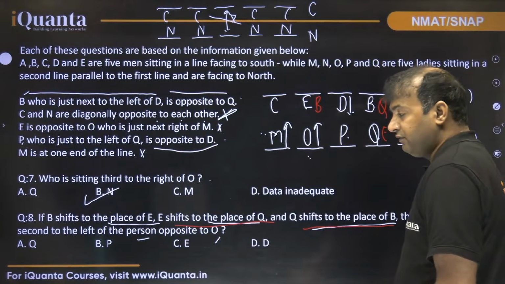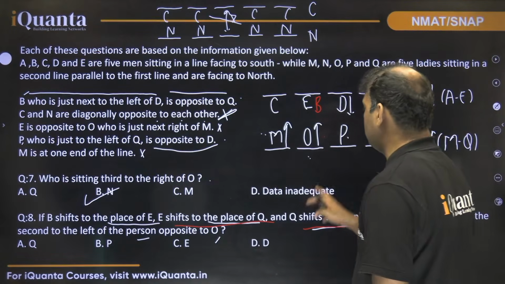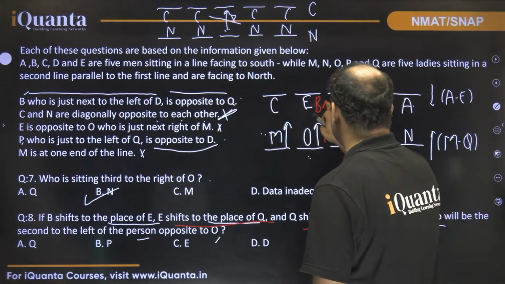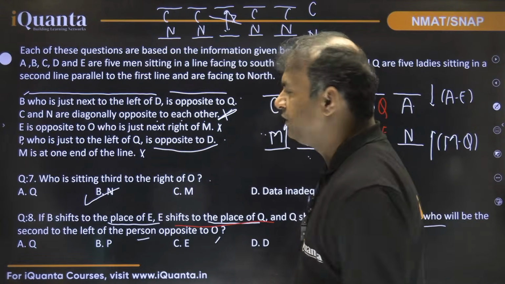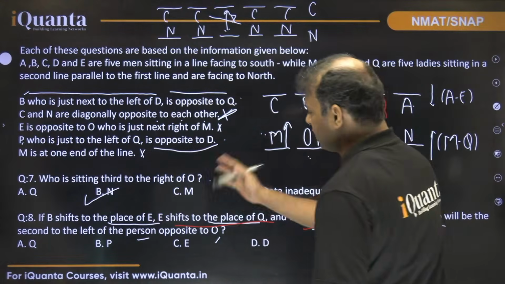Second to the left of the person opposite to O. So guys, this is O. Now opposite to O is actually B. Earlier the opposite to O was E, but now opposite to O is B. Okay, we have to find the second left of this person.